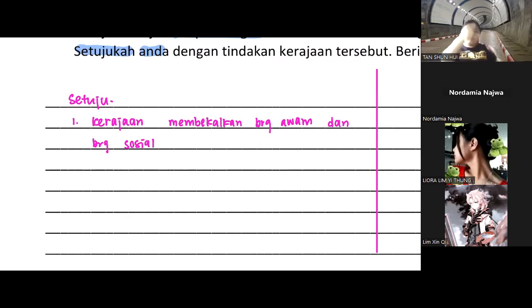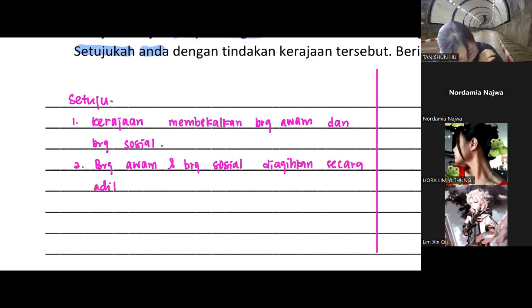All right. Now, they come up with barang awam, barang sosial. Why do we say it's a benefit to everybody, to the masyarakat? Then you can explain: all these barang awam and barang sosial are distributed evenly to everybody, diagihkan secara adil dan saksama. Adil dan saksama. All right.